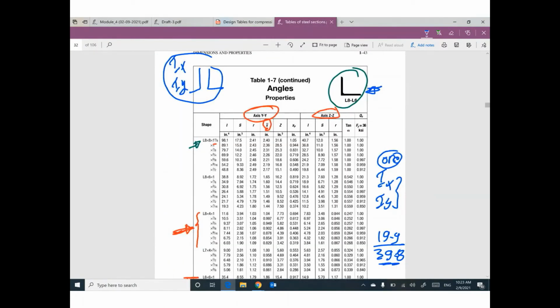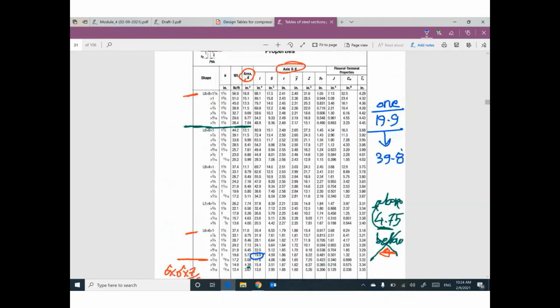8 by 8 by 1/2. I think we have it in this member. But please make sure you are in the table for one angle. So the area for 8 by 8 by 1/2, this area for one angle.